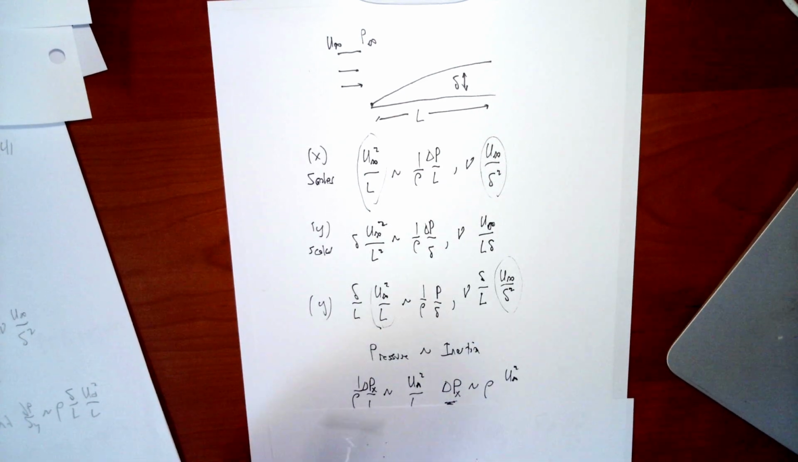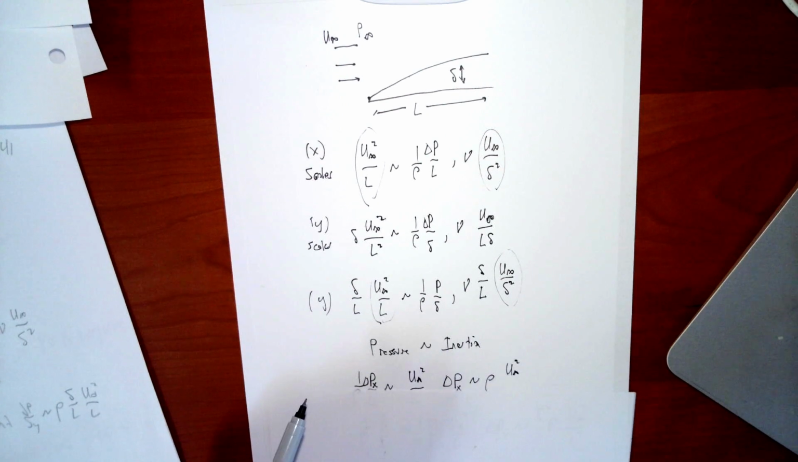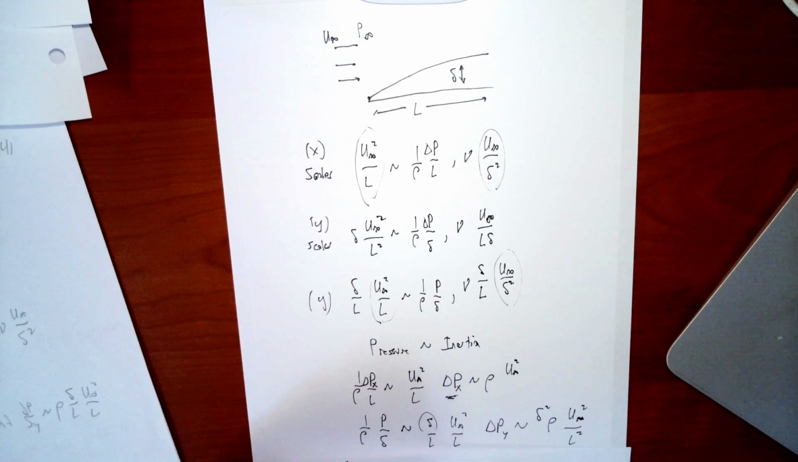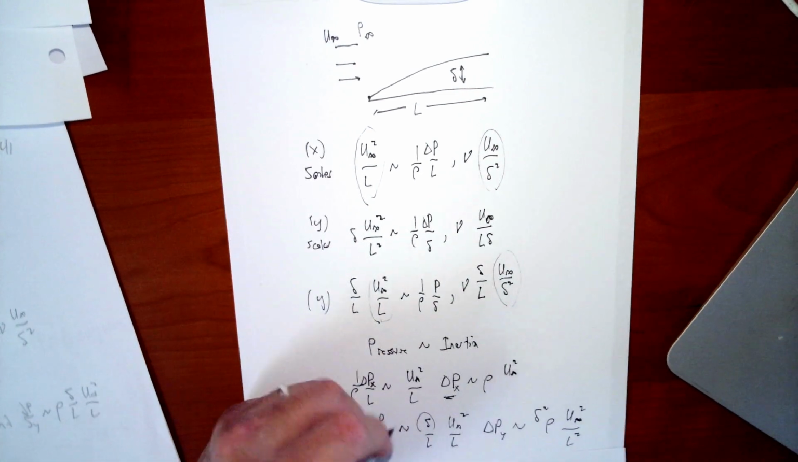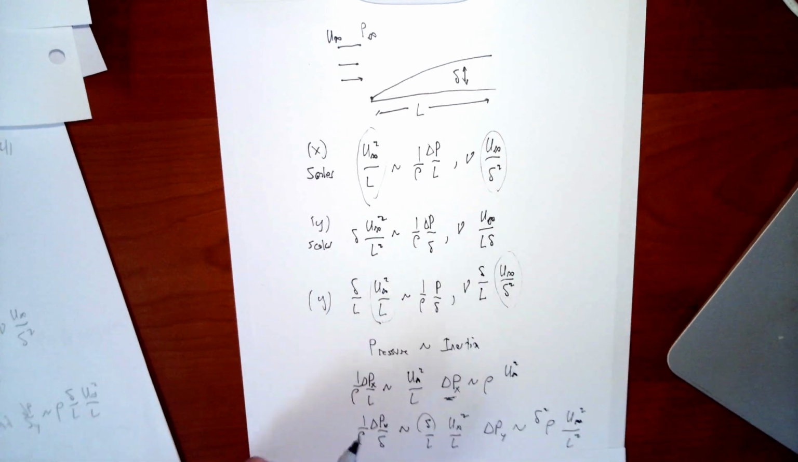All right, well, that actually makes sense because we know from the Bernoulli equation that that's typically the same thing, a pressure inertia balance with no viscosity. So then you look at the y momentum equation, and in the y momentum equation you have 1 over rho p over delta, and if it's going to balance inertia, it's balancing this term, delta over L times u infinity squared over L. If you solve that for the pressure difference in y, you find that the pressure difference in y looks like this: delta squared rho u infinity squared over L squared.